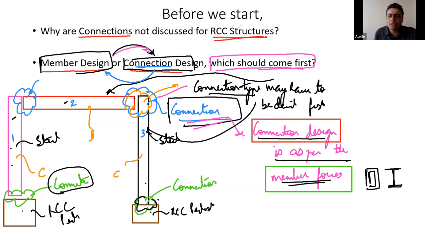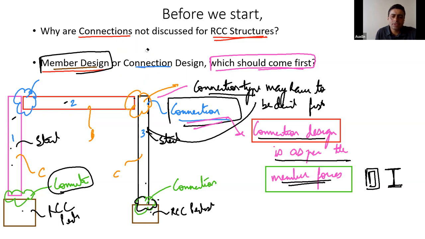So this reverse happens not often. The general sequence of events is that first we finalize our member and then we do the connection design. But in some cases we may have to go in the reverse direction also. That means the connection type has to be decided first, the strategy for connection design has to be formulated first, and then we will go for the member design. So it's actually a mixed answer that I would give, to the question of member design or connection design, which comes first.